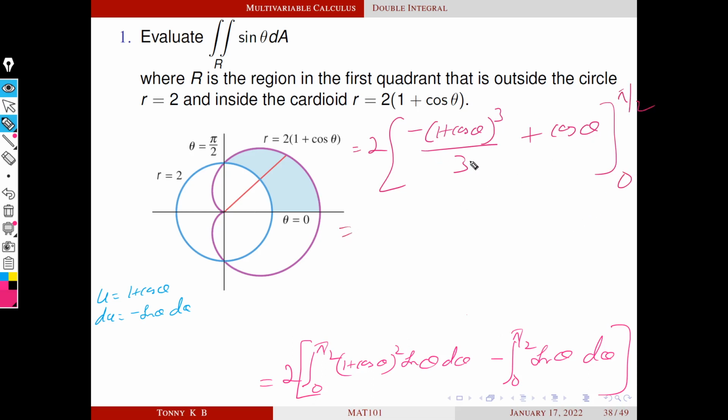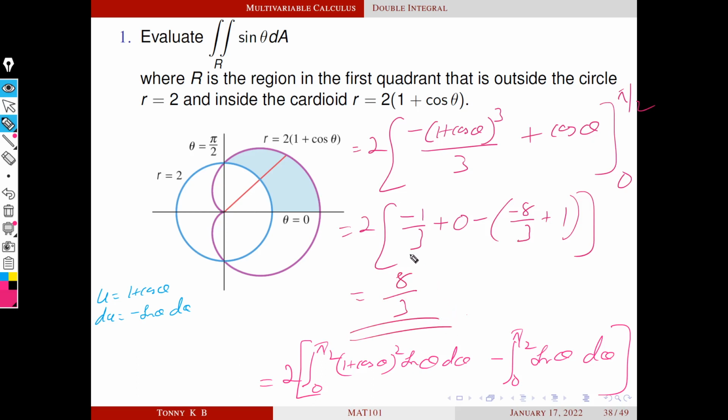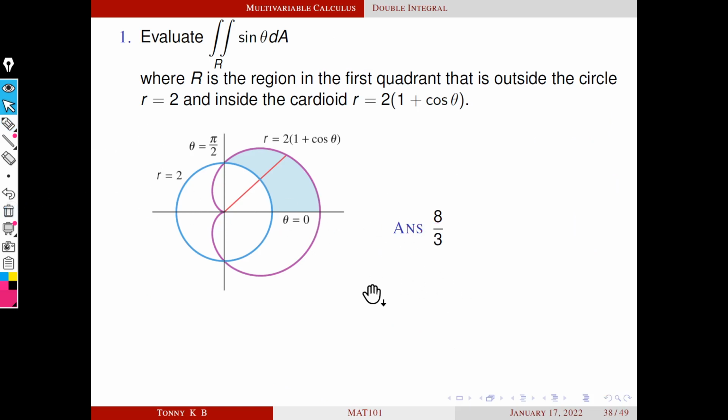So next we substitute the upper limit and lower limit. When theta equals pi by 2, cos pi by 2 is 0, so minus 1 by 3, this is 0, plus 0, minus, when theta equals 0, cos 0 is 1, so this is minus of 2 cubed, that is minus 8 by 3, plus cos 0 is 1. Then you can simplify. Upon simplification, this becomes 8 by 3. So this is the value of this integral, 8 by 3. This answer is 8 by 3.